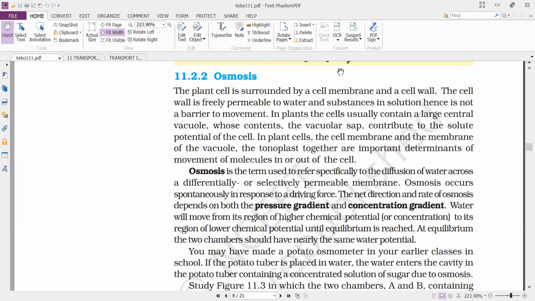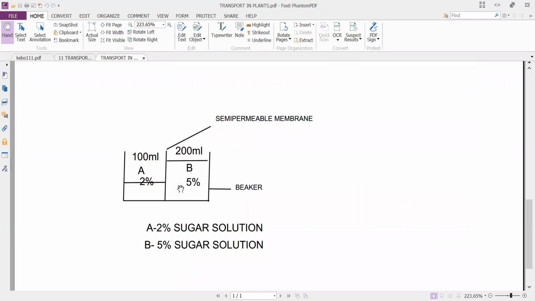In this case, we can take it like this: 5 plus 2, 7. So if the concentration on both sides reaches 3.5%, because here, in region A, 2% is there, and in region B, there is a 5% sugar solution. And now the net movement of water will occur from A to B.